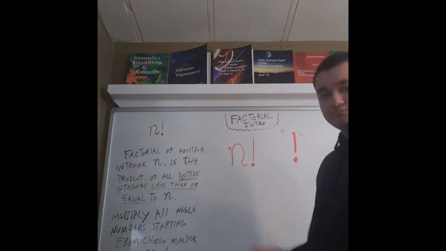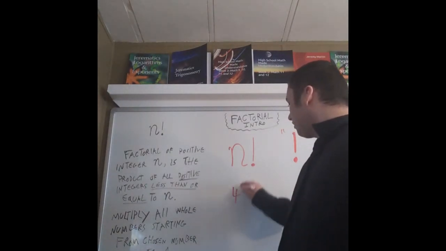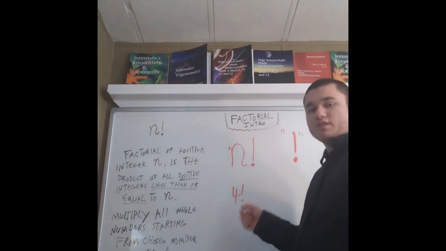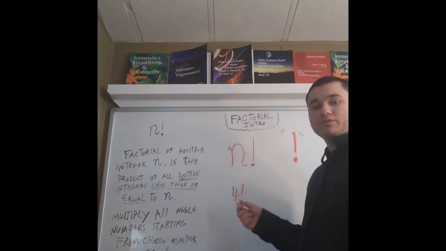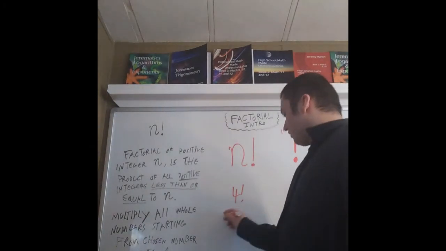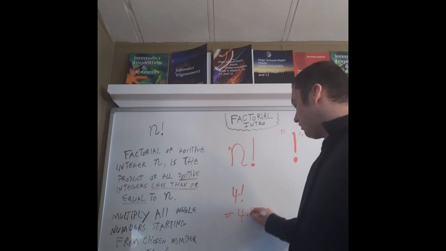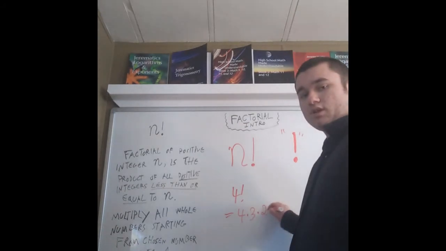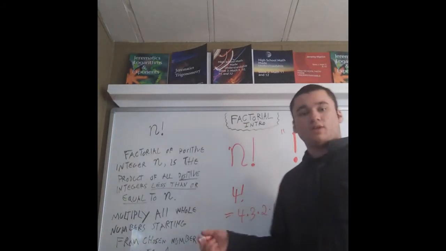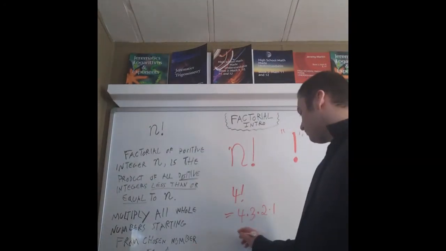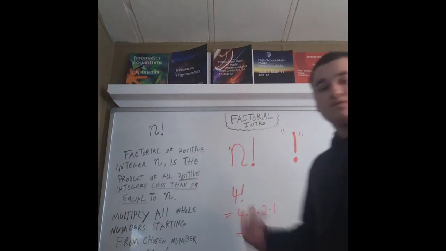4 factorial. Just like in the last example, we multiply all of the positive consecutive integers that are less than or equal to 4 all the way to 1. So, 4 factorial is written as 4 times 3 times 2 times 1. 4 times 3 is 12. Times 2 is 24. Times 1 is 24. So 4 factorial is 24.